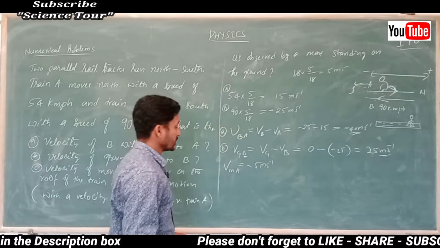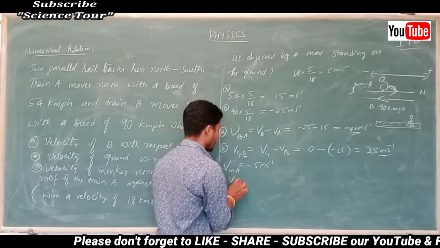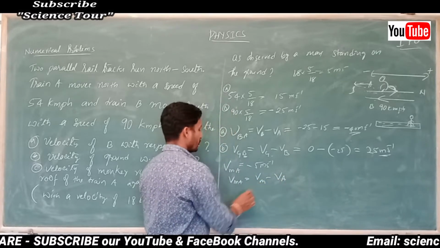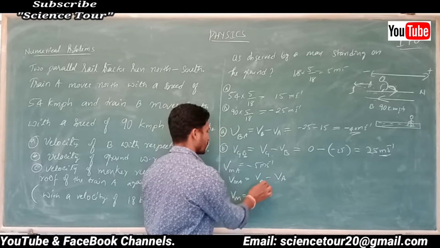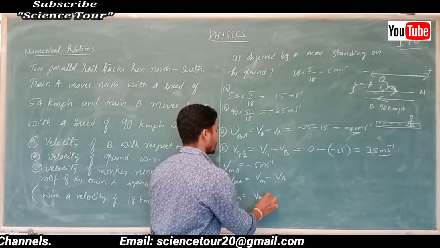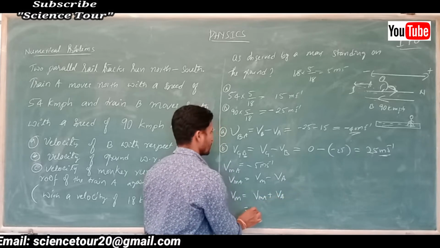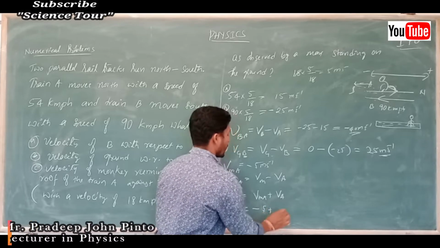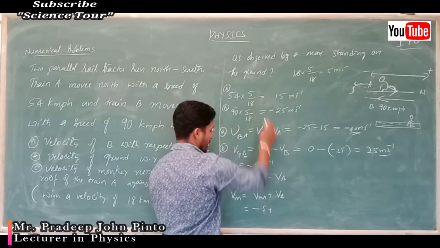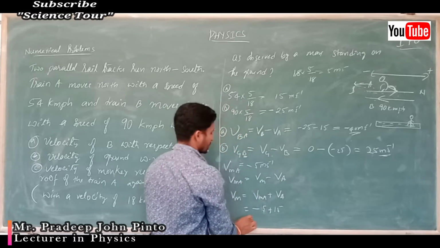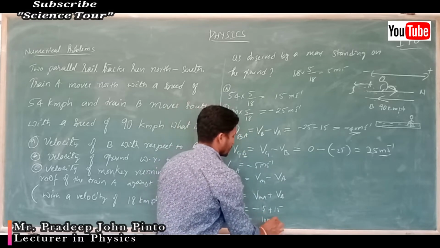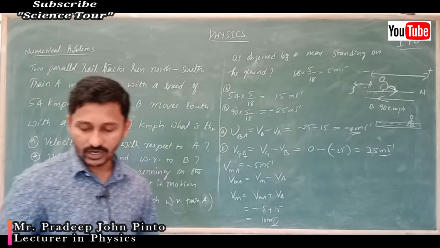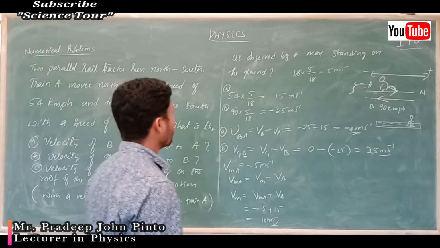Okay, so now as it is observed by the observer, we can write VMA, which is equal to VM minus VA. VM we have to find out. So VM, which is equal to how much? VMA plus VA. So VMA is nothing but minus 5 meter per second, and plus VA, that is 15 meter per second. So you are going to get 10 meter per second as the velocity of the monkey.